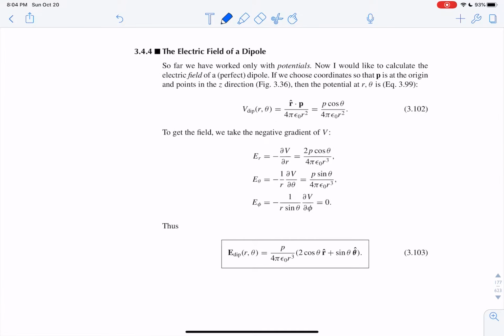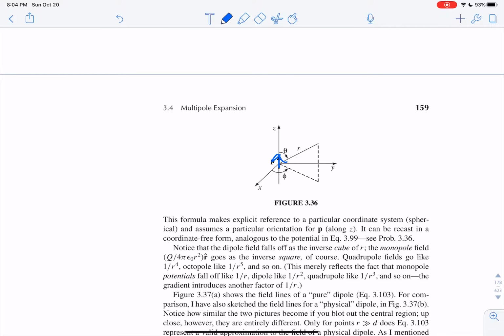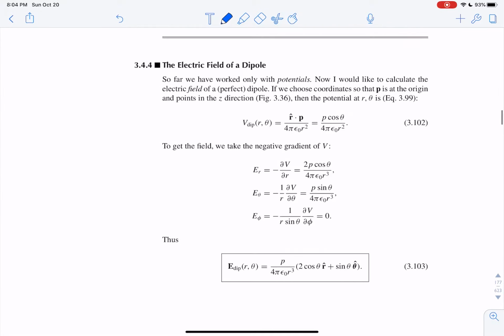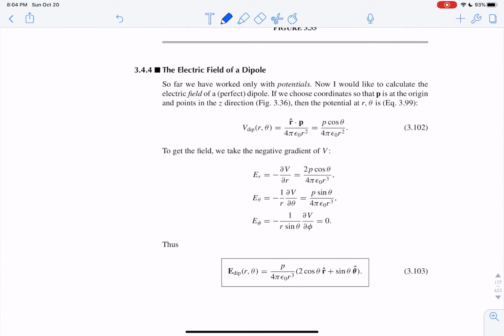Okay, so for a dipole, we've talked about the potentials, but now what if you want to know the electric field of a dipole? If we choose the coordinates so that p is at the origin and points in the z direction, so your dipole moment is up, then r dot p is p cosine theta over 4 pi epsilon naught r squared. That's our dipole, and p is qd, but we can keep it as p for the moment. So to get the field, we take the gradient of V, del V.